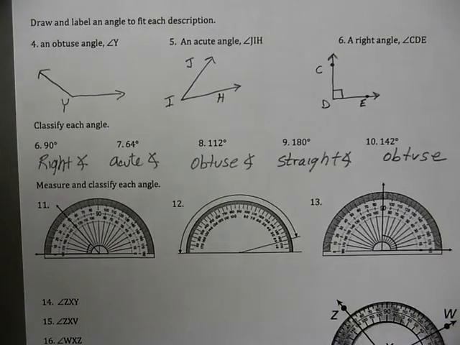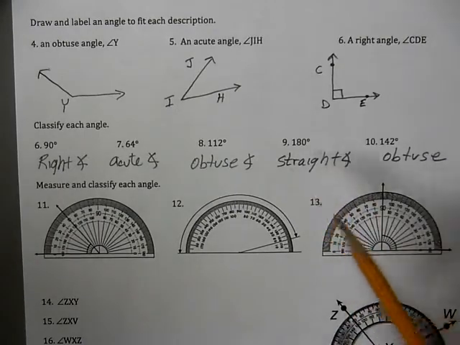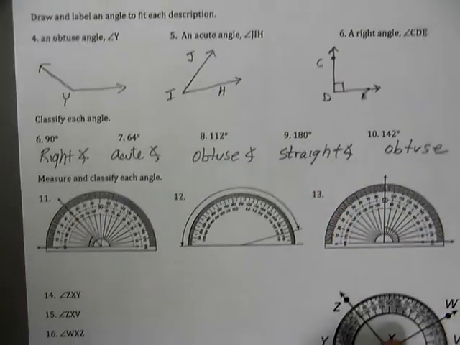Obtuse are angles greater than 90 but less than 180. Acute are less than 90. And a right angle is exactly 90. Straight angles are exactly 180.